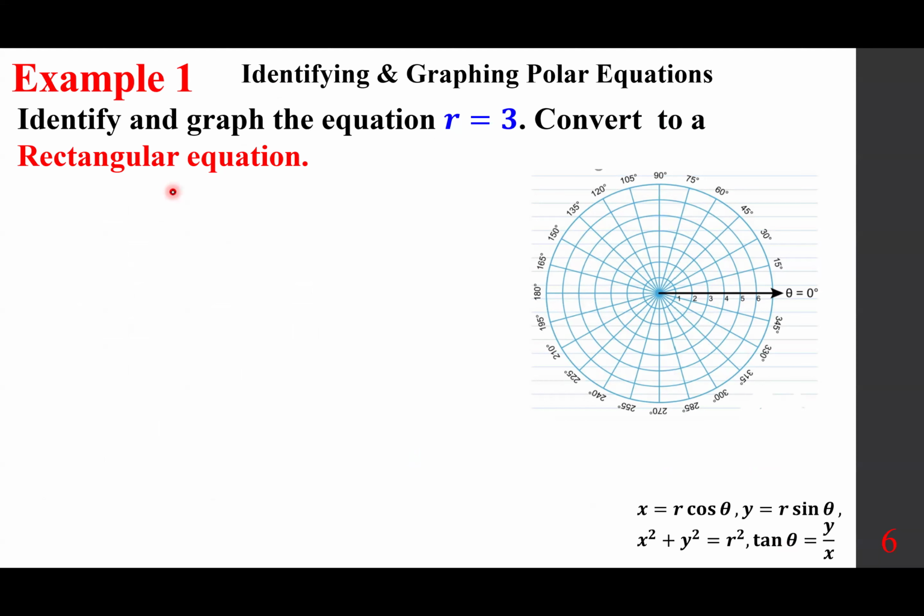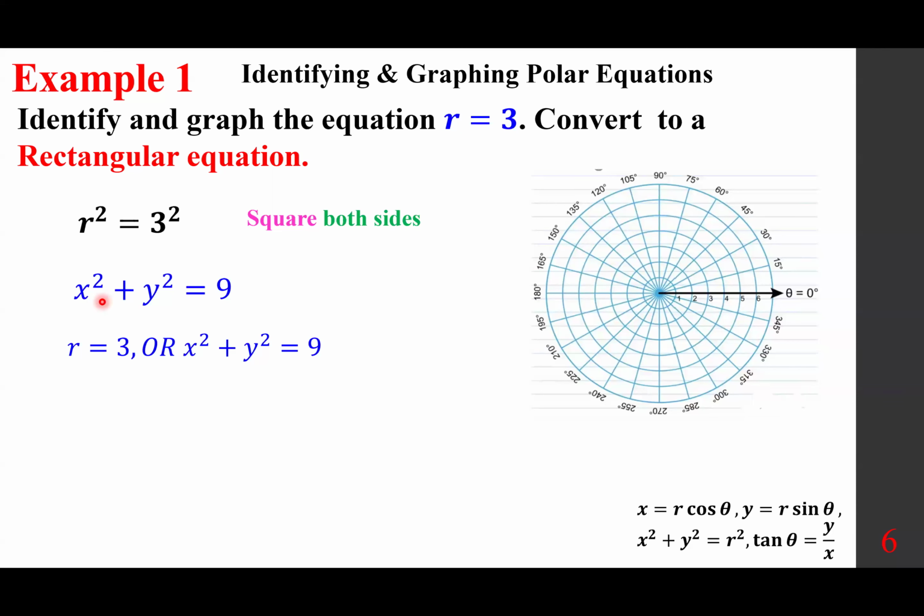Well, the technique when you have r equals a number is to square both sides. When you do that, r squared equals 3 squared. So what is r squared? X squared plus y squared. So x squared plus y squared equals 9. What is that? It's a circle with radius the square root of 9, or 3.